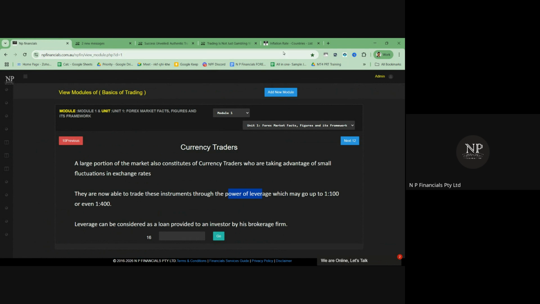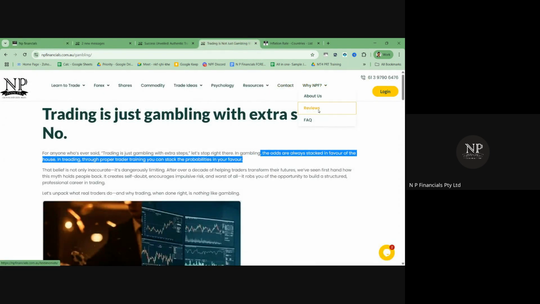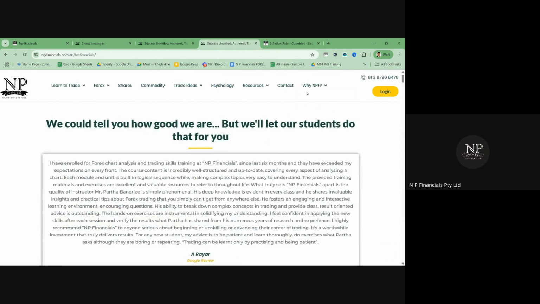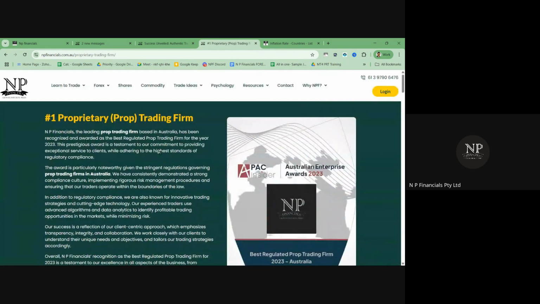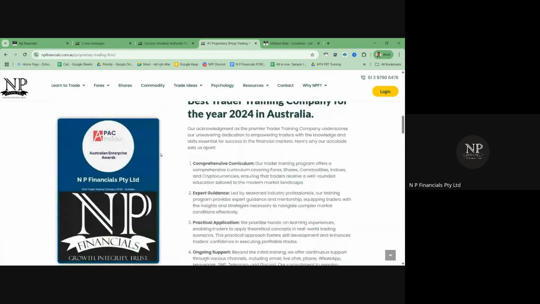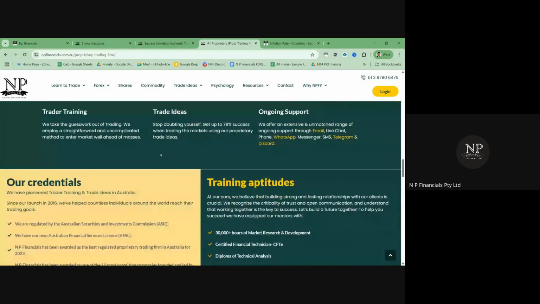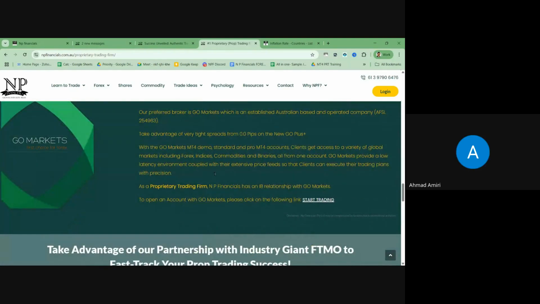That is why we have told you to go and open a leveraged account with one of our partners, because they are one of the oldest and most trusted, Go Markets. I hope you have an account with them. Yeah. Yep.